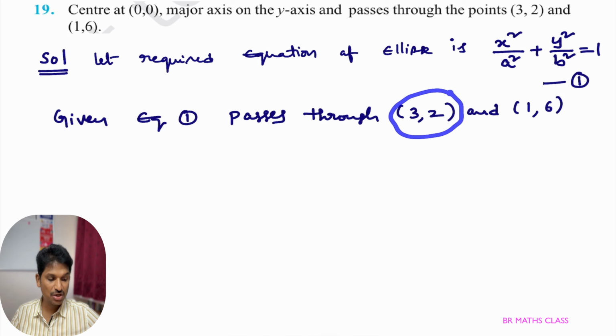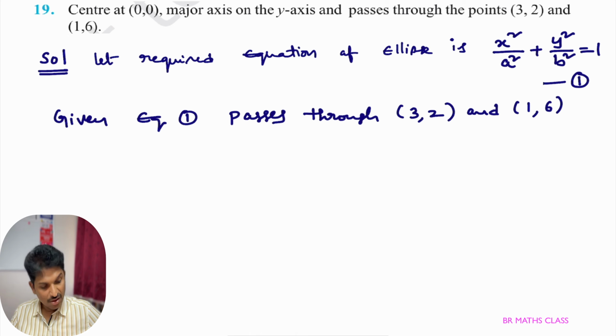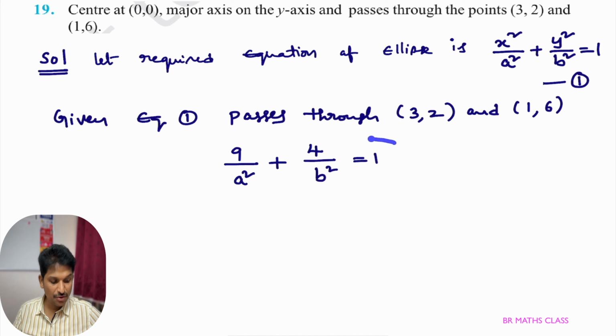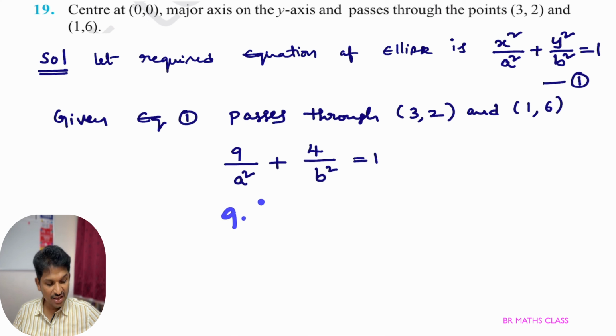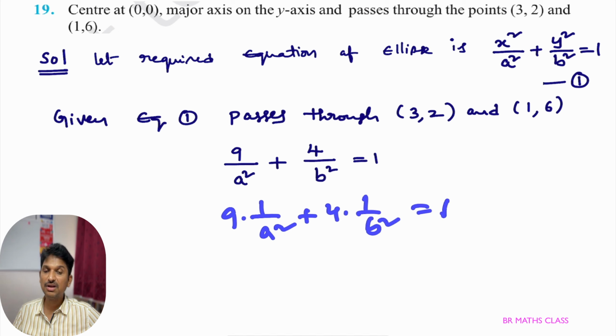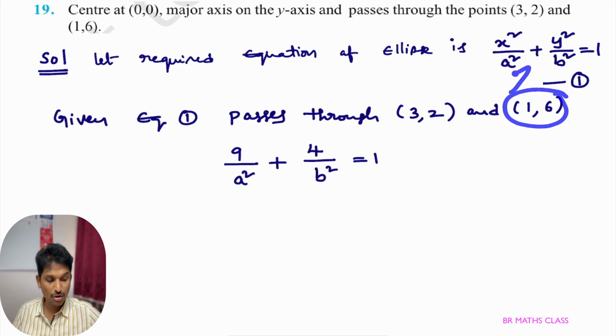First, I'll substitute this (3, 2) in the given equation. In place of x, I'll write 3, and in place of y, I'll write 2. This will become 9 divided by a square plus 4 divided by b square equal to 1. You observe here, this is an equation in terms of 1 by a square and 1 by b square, right? This can be written like this: 9 into 1 by a square plus 4 into 1 by b square equal to 1. Right.